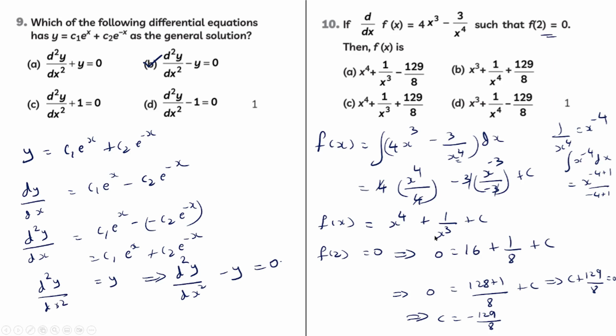As a result, we have f of x as x raised to 4 plus 1 by x cube minus 129 by 8. So the correct option is option A. x raised to 4 plus 1 by x cube minus 129 by 8. So this is the correct option.